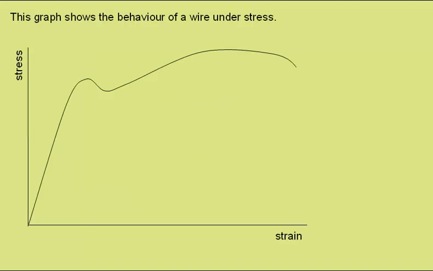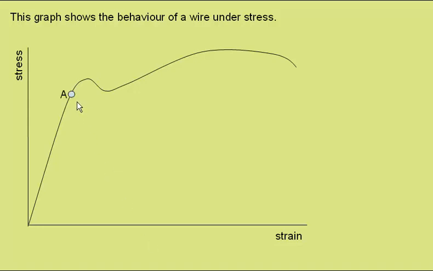This graph shows the behavior of a wire under stress. It is now a graph of stress against strain. Stress is simply the force per unit area applied to a material, where strain is the change in length over original length. These are covered in more detail on the video on Young's modulus.